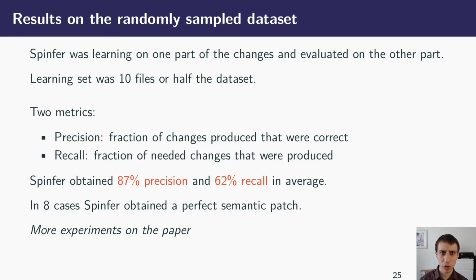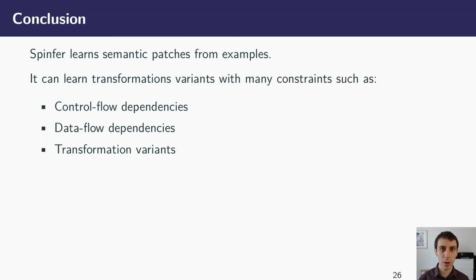The other generated changes that were not perfect could either be fixed by developers easily or could be improved by providing more examples to Spinfer. Like I said, if you want to see more about this experiment, the details are in the paper. To sum up, Spinfer is a tool that learns semantic patches from a set of examples.